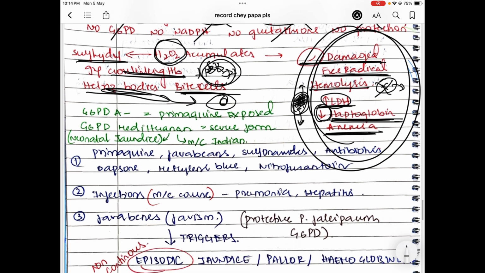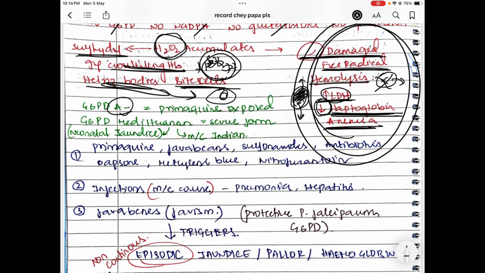And so there are two types of G6PD deficiency. One is A negative and the second is Mediterranean. In the A negative, there is previous exposure to primaquine. So that is this A negative type. And coming to the Mediterranean, it is the most severe form of G6PD deficiency. It is most commonly seen in Indians and it can usually present with neonatal jaundice, right?